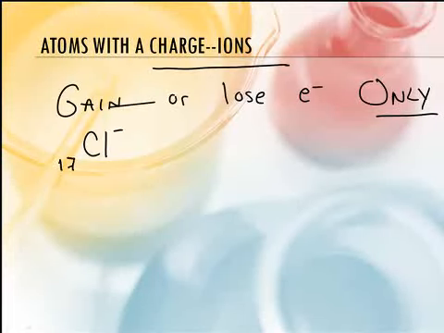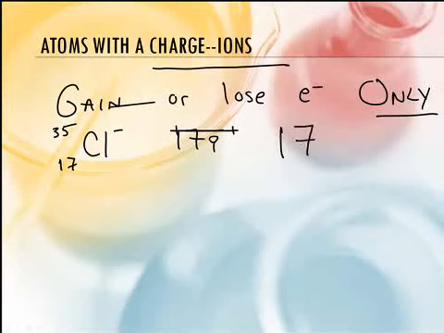So chlorine is 17 and 35, right? And so we would say there are 17 protons, because that's its atomic number. That never changes. It says 17.